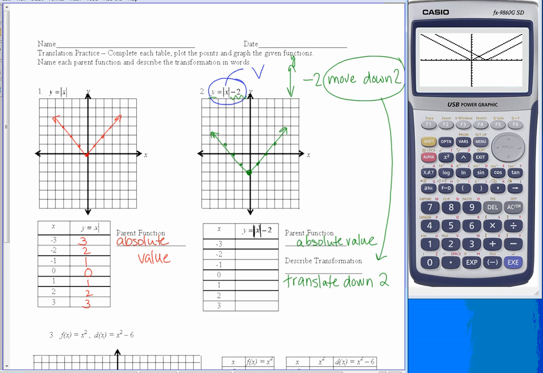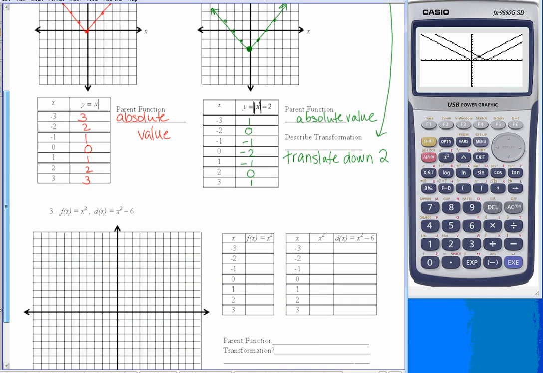If I wanted to, I could also plug these numbers into a table and see what I get out. If I plug in a negative 3, the absolute value of negative 3 is positive 3. Take away 2 gives me 1. If I plug in a negative 2, the absolute value of negative 2 is positive 2, and 2 minus 2 is 0. If I plug in a negative 1, the absolute value is positive 1, minus 2 is negative 1. So I can keep going with this table and evaluate each of these numbers, but I have a lot of options to make addition mistakes, and it takes me a while to do that sometimes. A lot of times what's easier is to graph by these transformations and just think, oh, I need to move down 2, so I'm going to move down 2, and that's where I start my graph. I'm not going to worry about the coordinates of each of those points.